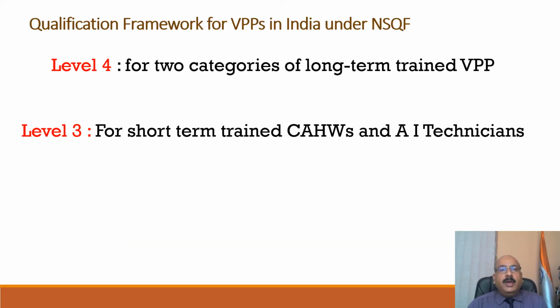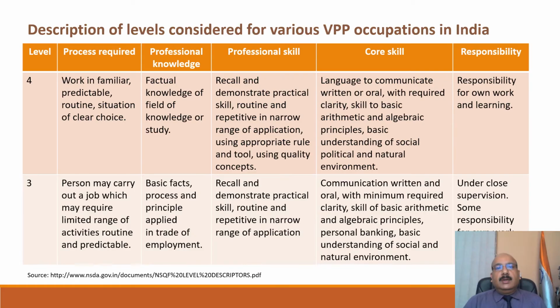In India, we have given level 4 for those paraprofessionals who are trained for a longer period, the long-term trained paraprofessionals. And level 3 is accorded to community animal health workers or artificial insemination technicians who are trained for a shorter duration. This table describes the levels, the description of levels which are being considered for VPP occupations in India.